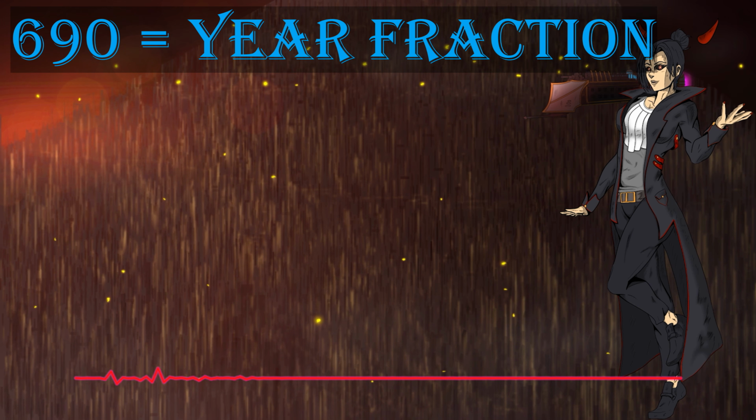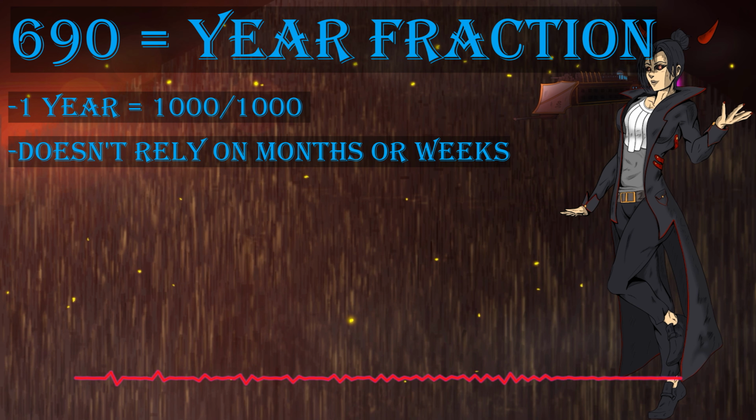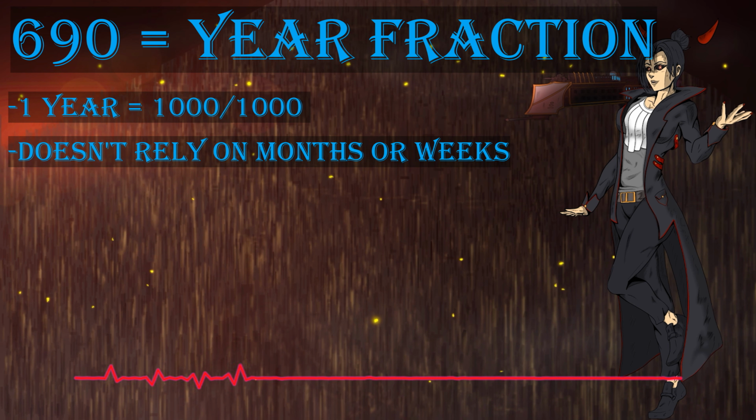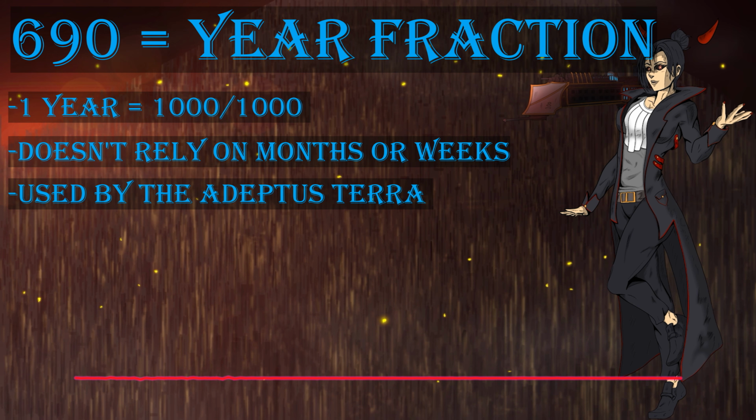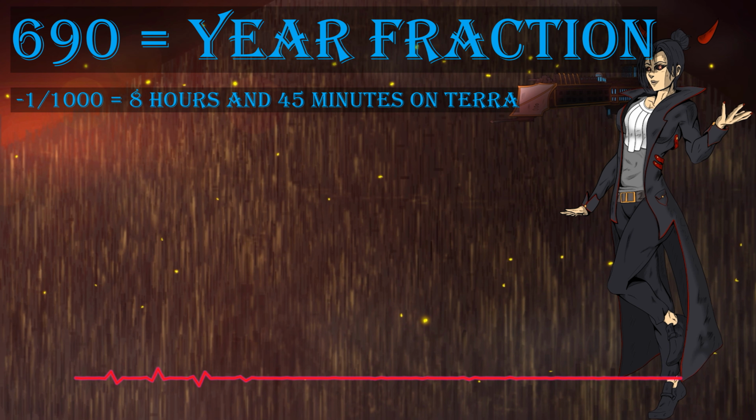How about the other 2? Well, 690 represents the year fraction. Each year is divided into 1,000 equal parts. The reason for this is that it is meant to not rely on solar months or weeks. This part of the system is not used in your day-to-day. It is strictly used for administrative purposes by governing bodies like the Adeptus Terra. Now, nerds, we gotta do some math. Each increment of the year fraction corresponds to 8 hours and 45 minutes on Terra.